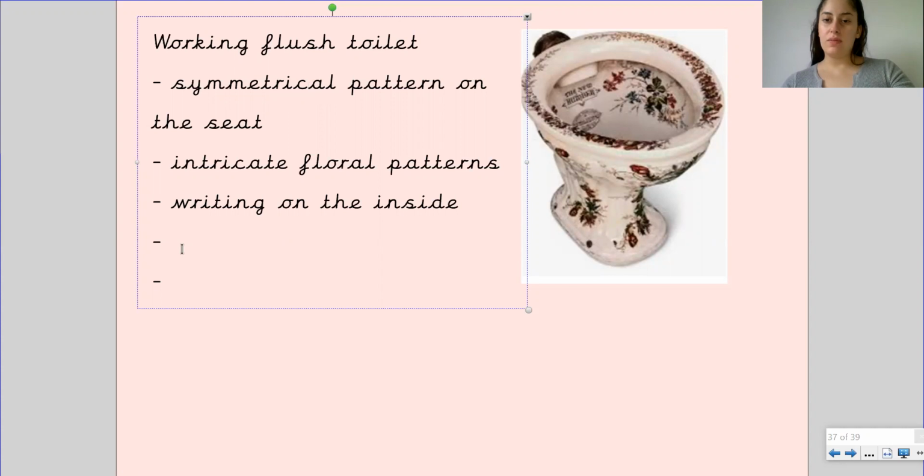What else can we see? What do you think it's made of? What does it look like it's made of? So what this reminds me of is china. If you have got some china plates or cups, it looks quite similar to that. And actually, some of the Victorian toilets were actually made of china or ceramic. So I'm going to say looks like it's made of.